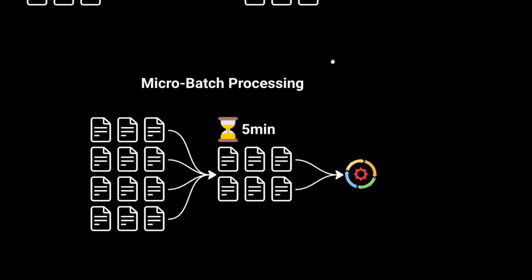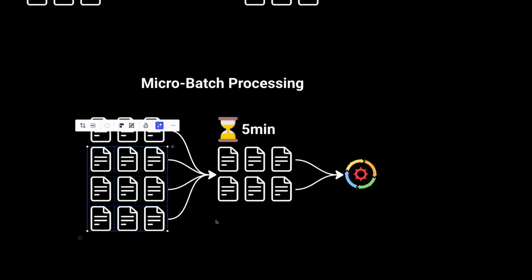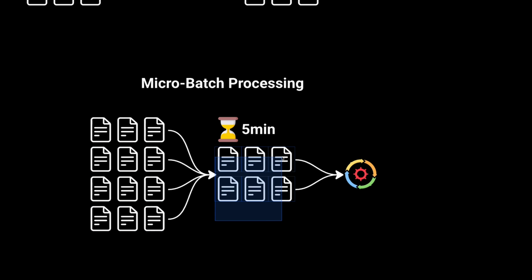But we also have micro-batch processing, which is a hybrid approach that bridges the gap between traditional batch processing and stream processing. In micro-batch processing, instead of processing all of the data at once, it breaks data into very small batches, and then these batches are processed at short fixed intervals, let's say every 5 minutes. This is the go-to for scenarios demanding faster results than traditional batch, but where full-on streaming isn't necessary.